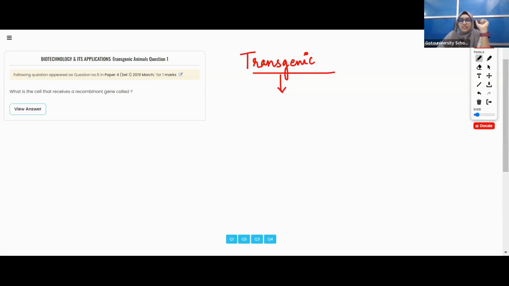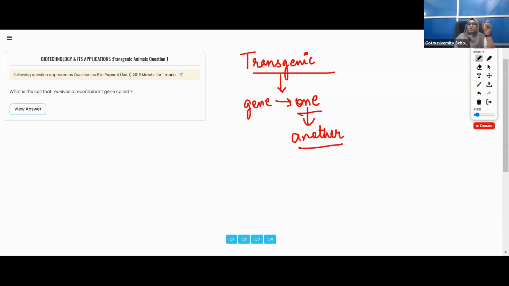So the term transgenic is used when the genetic material, the gene from one organism, is transferred to another organism, then only the term transgenic comes here. Is it clear? From one organism to another organism, if we are putting a gene, if we are transferring genetic material, then we use the word transgenic. Is it clear? So in the context of biotechnology, scientists more often introduce a recombinant gene.